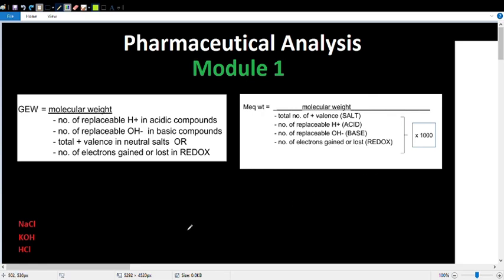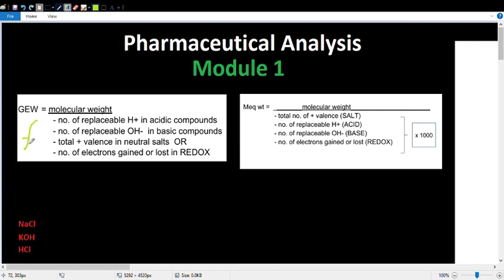So today, in this playlist, I will be talking about pharmaceutical analysis, specifically the calculations. So let's start. We have gram equivalent weight and milli equivalent weight in this module, and other formulas, but I will talk about the gram equivalent weight and the milli equivalent weight in this video. So the gram equivalent weight is equal to the molecular weight divided by something.